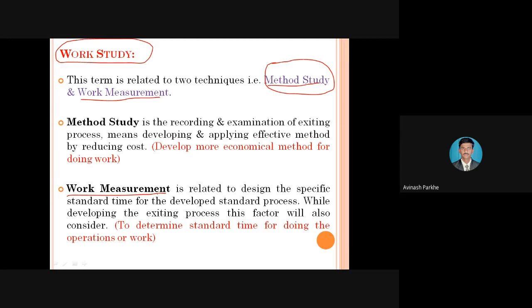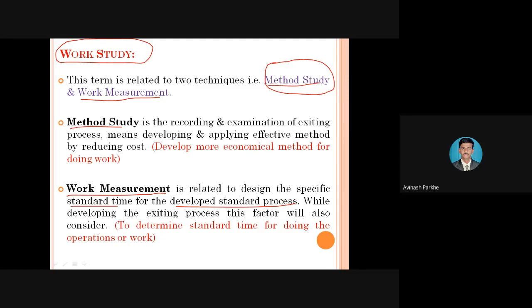Therefore, the work measurement concept is also called time study, in which we are measuring the time required to perform each and every operation and each and every task. Therefore, work measurement is related to designing a specific standard time for the developed standard process. We developed the standard process from the concept of method study, but for that new method, how much standard time is required, that we calculate by using work measurement. If the method study concept is not available, then it is not possible to develop the new method. Therefore, method study is applicable to develop the new method, but how much standard time is required for it, we measure using work measurement. Therefore, method study and work measurement are correlated with each other.